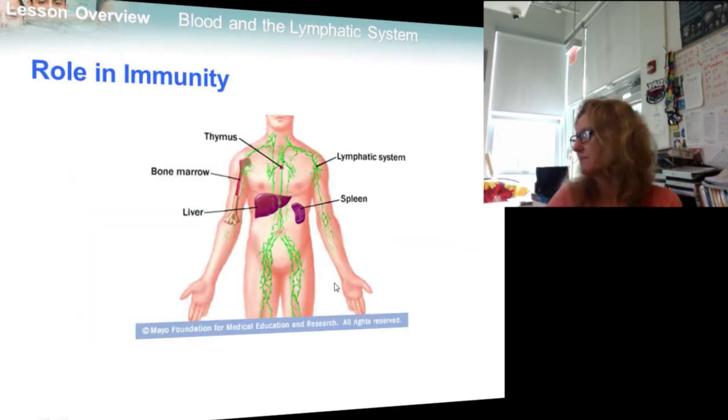The thymus right there and the spleen right there play important roles in the immune functions of the lymphatic system. The thymus, located beneath the sternum, all right there, as I pointed out previously, is where the T lymphocytes mature before they can function in the immune system.